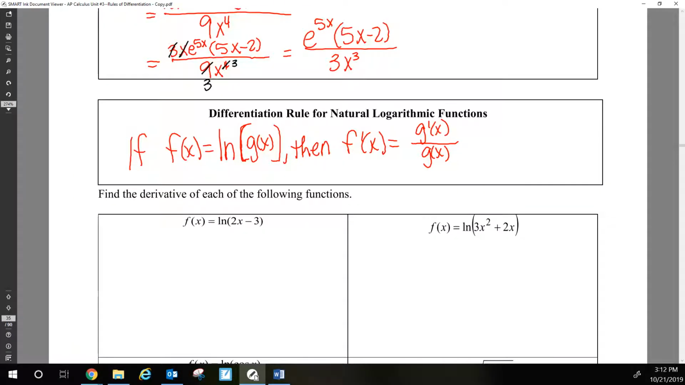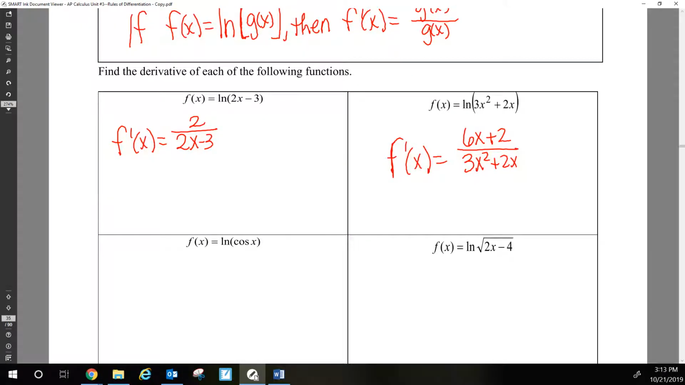So it's just the derivative of the inside argument over that inside argument. So for this one here, f prime of x is going to be the derivative of 2x minus 3, which is 2, over 2x minus 3. This next one again is the derivative of the inside. The derivative of 3x squared is 6x. Derivative of 2x is 2 over the inside. Derivative of the inside over the inside.